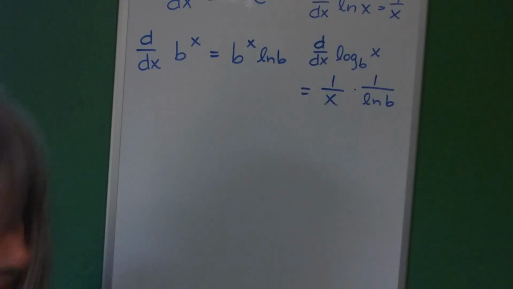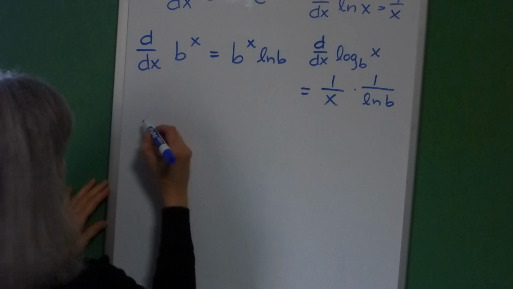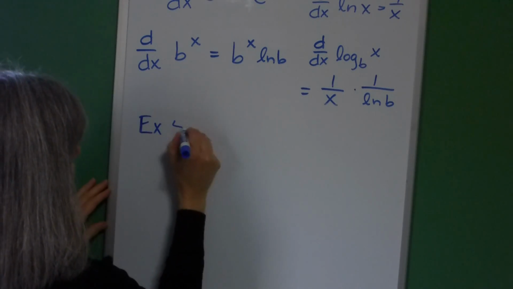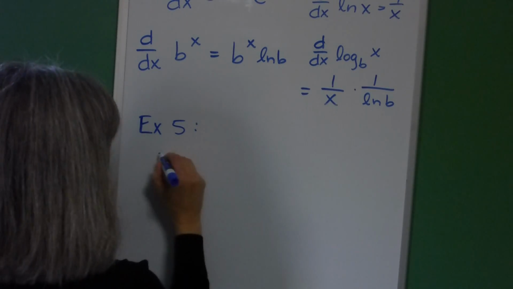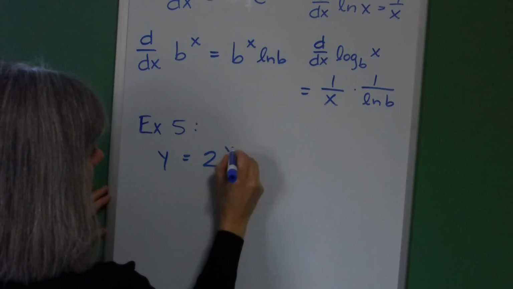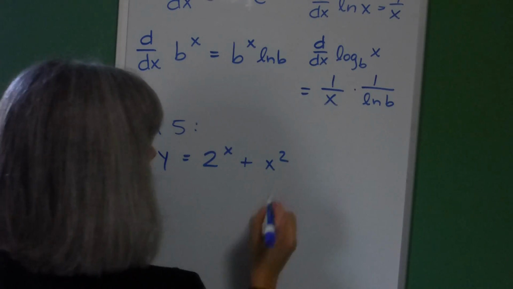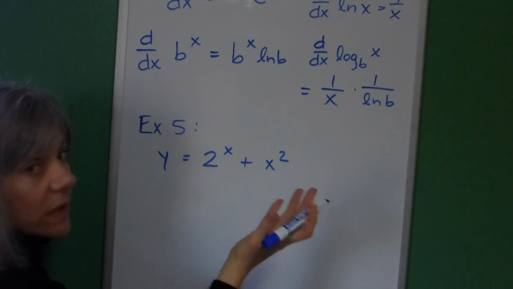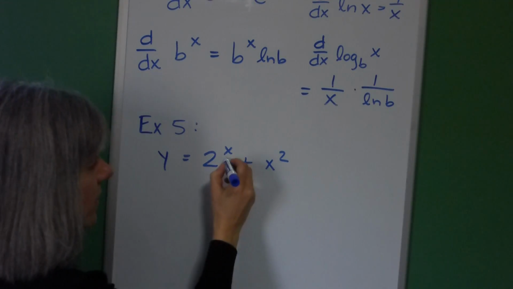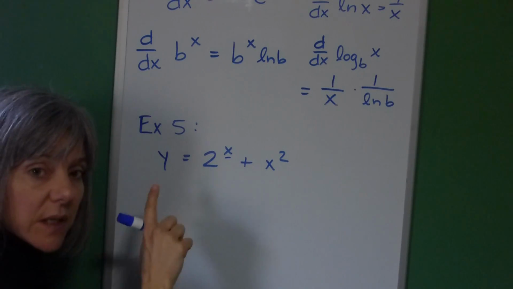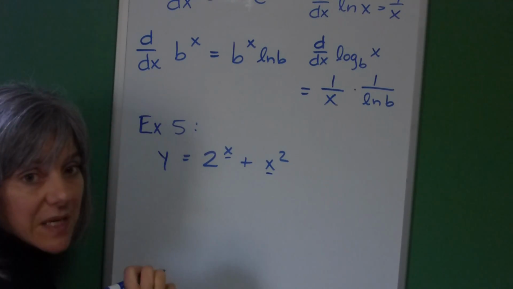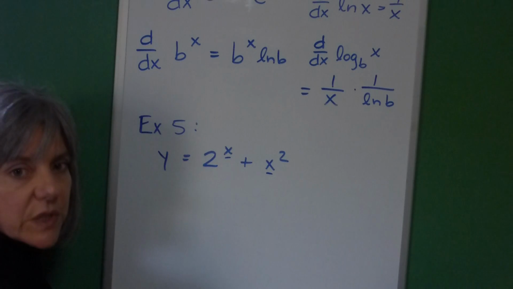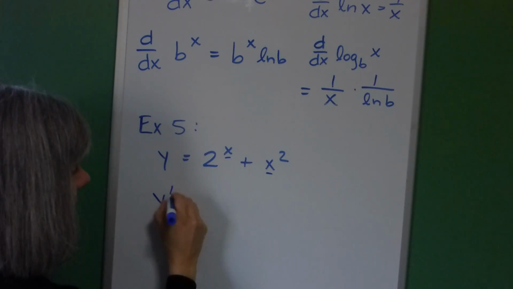All right, we kind of already did part of example 5, but I'm going to redo this one just to point out a difference. y equals 2 to the x plus x squared. It is really important to pay attention to where the x is. There's a 2 and an x in each of these terms. Here, the x is in the exponent, that makes it an exponential. Here, the x is in the base, that makes it a power. So different rules entirely for derivatives.